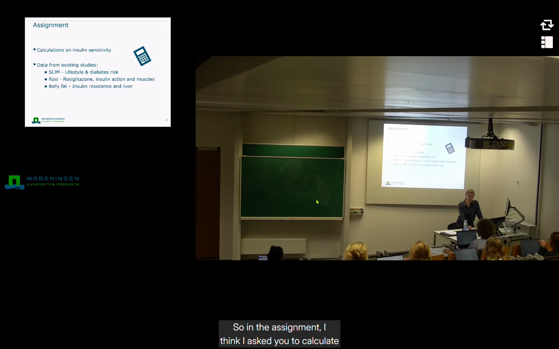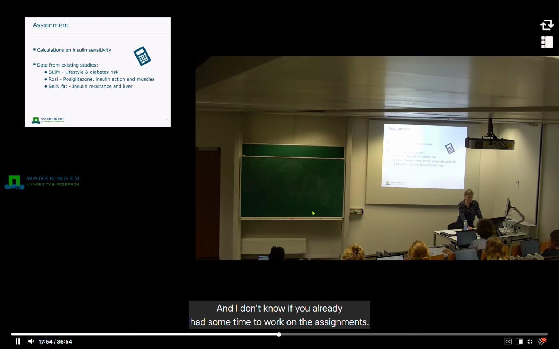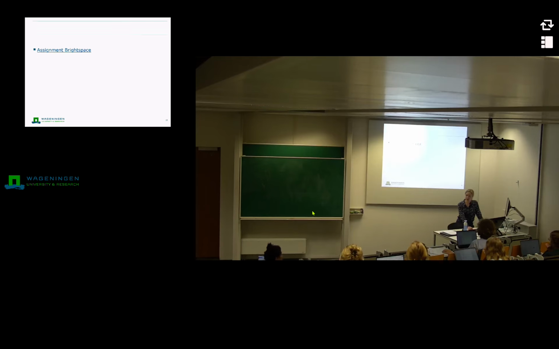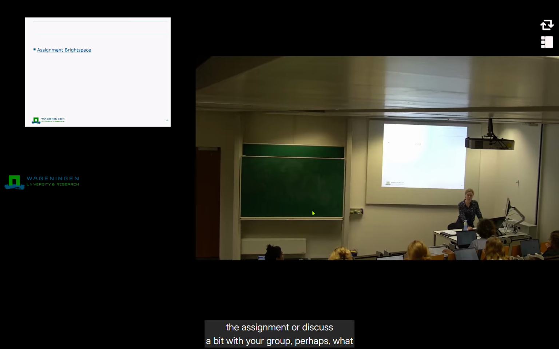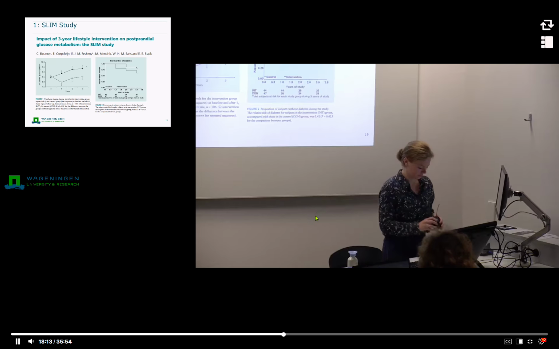So in the assignment, I think I asked you to calculate a bit with, for example, the HOMA or the insulin sensitivity index. And we gave you data from existing studies that were actually performed a couple of years ago, such as the SLIM study, the ROSI, and the belly fat study. I don't know if you already had some time to work on the assignments, but I think it's good if you maybe finalize the assignment or discuss with your group to compare your answers, and then shall we discuss everything in half an hour?